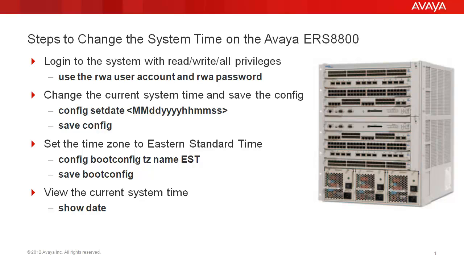We'll log into the system with read-write-all privileges using our RWA user account and RWA password. We'll change the current system time with the set date command and save our configuration. We'll set the time zone to Eastern Standard Time using the bootconfig tz command and save our bootconfig. And finally, we'll view our current system time using the show date command.